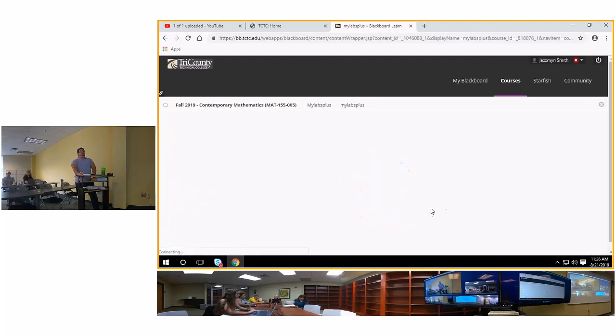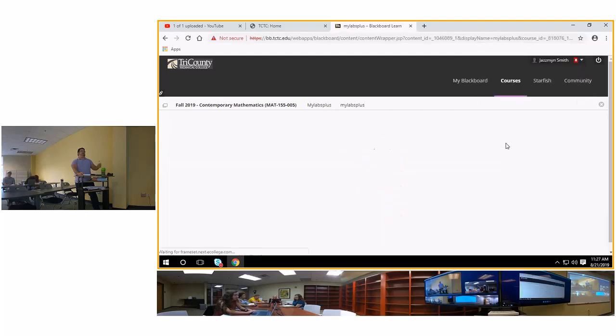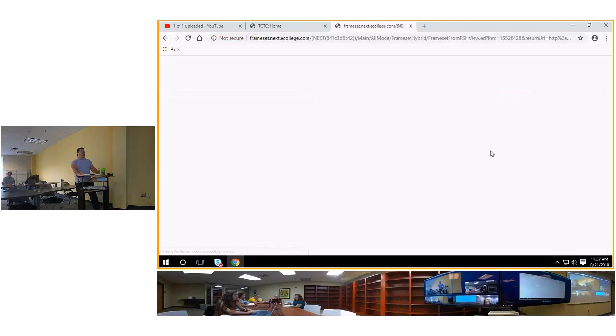Please do it. Good. Look up in the top right-hand corner. Everybody look on my screen. Do you see that little red box up there? You need to right-click on that little red box and hit Load Unsaved Scripts. Then you will be going to Mylab Plus. And I'm going to get you to log in.